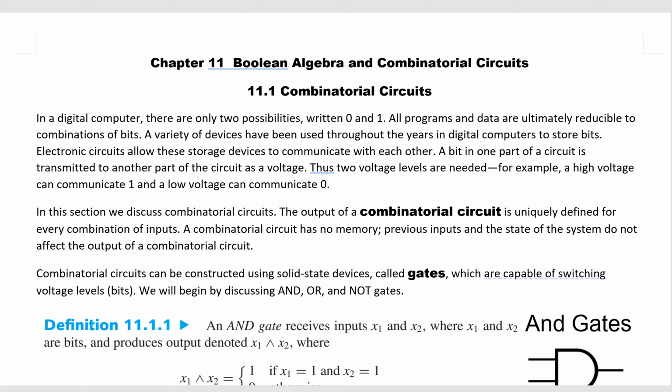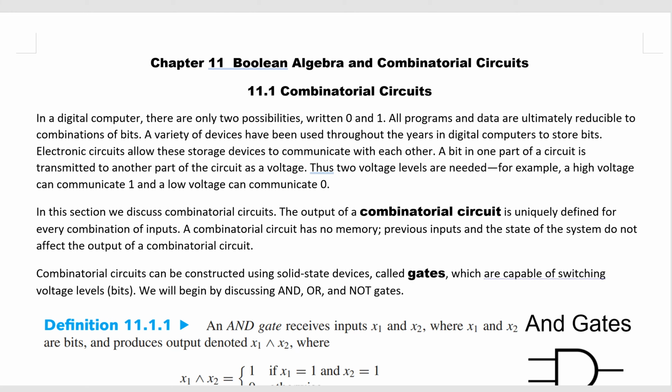A variety of devices have been used throughout the years in digital computers to store bits. Electronic circuits allow these storage devices to communicate with each other. A bit in one part of the circuit is transmitted to another part of the circuit as a voltage. Thus, two voltage levels are needed. For example, a high voltage can communicate 1 and a low voltage can communicate 0.